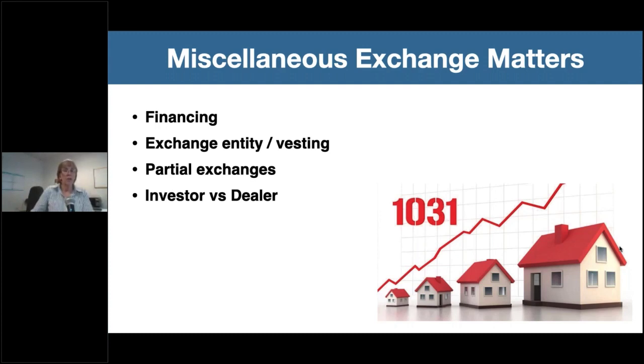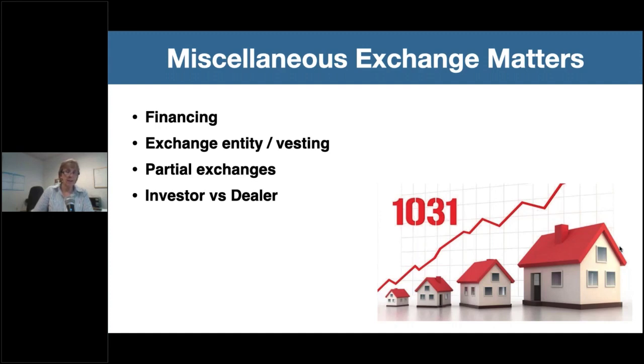We talk about partial exchanges. So let's talk about what that is. I'm seeing today on transactions where investors are selling, and what they would like to do is keep some cash in reserves. I mean, we're definitely in interesting times for property ownership. So maybe they want to keep some cash in reserves, and this is reserves above and beyond what the lender may be requiring. So I want to hold some money back. Can I do a partial exchange?